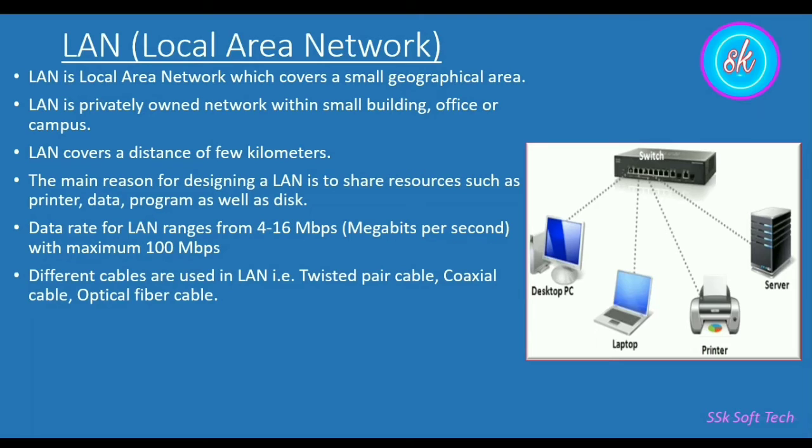In local area network, different computers are there and all those computers are connected with the help of cables. Different cables are used in LAN, that is twisted pair cable, coaxial cable and optical fiber cable. Twisted pair cable is one of the cheapest cables available in the market. Most of the time, twisted pair cable is preferable to design a LAN.